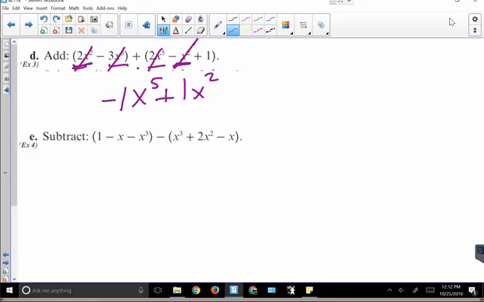What's left? Plus 1. Now you could also see this written as minus x to the fifth plus x squared plus 1. You wouldn't have to have those coefficients in front of it. So I'm going to give you another minute, and I want you to take care of E, do the subtraction.